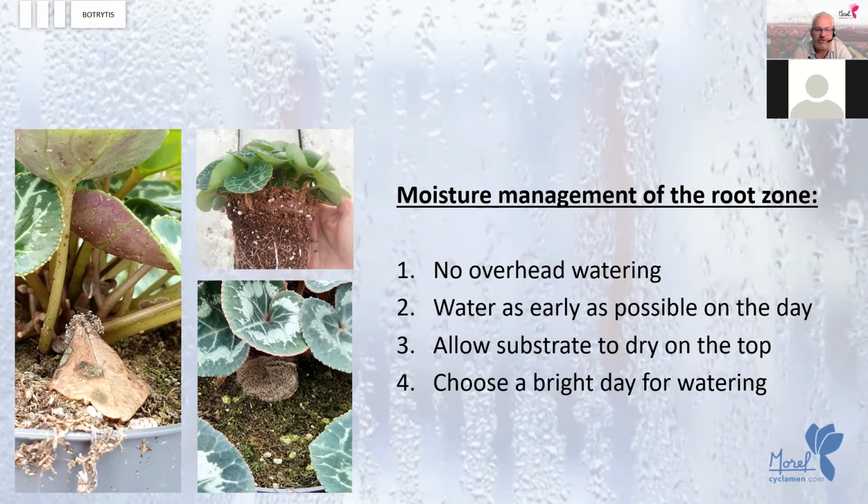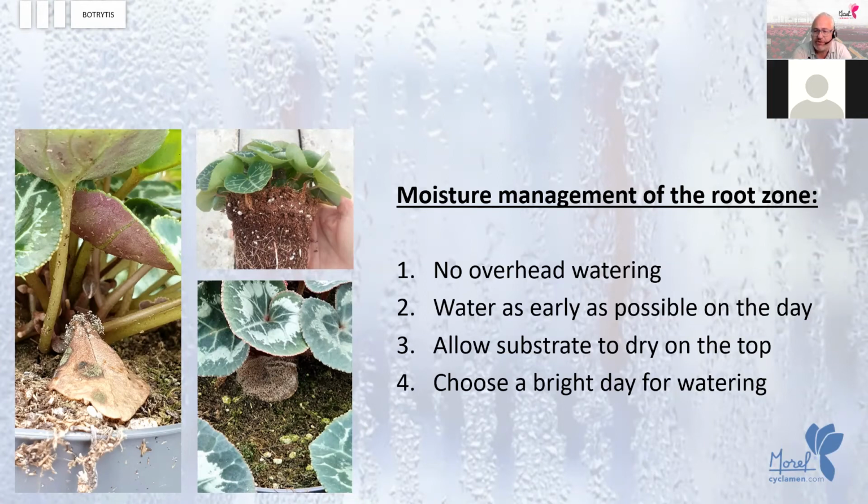In contrast to the start of the culture, where we promote watering from the top, from this time of year onwards, it's not done to water from the top. It's better to water from underneath.